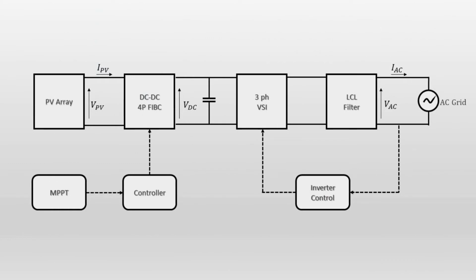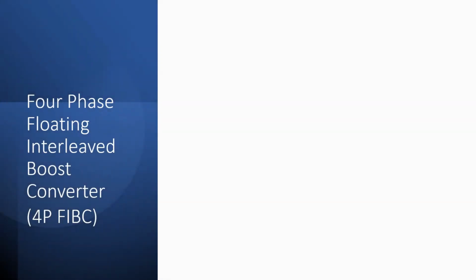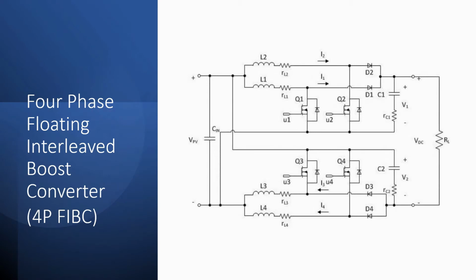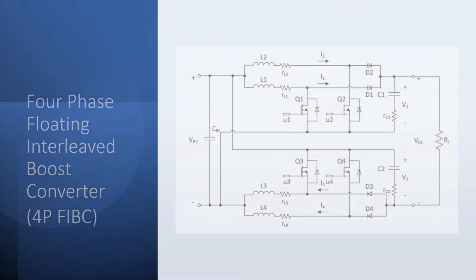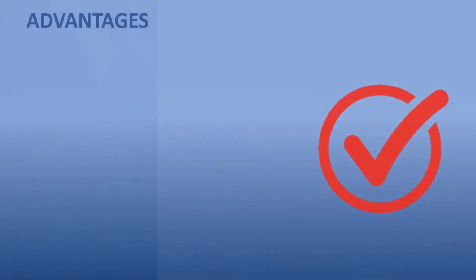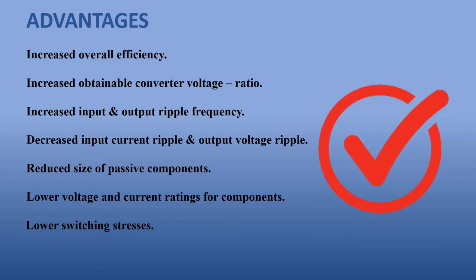First, let's move on to the front-end DC to DC converters. In this design, we propose an advanced DC to DC converter as the front-end converter of the system. It is a 4-phase floating interleaved boost converter where the input voltage source is connected in series with the output capacitors. The same converter arrangement provides these advantages as well.